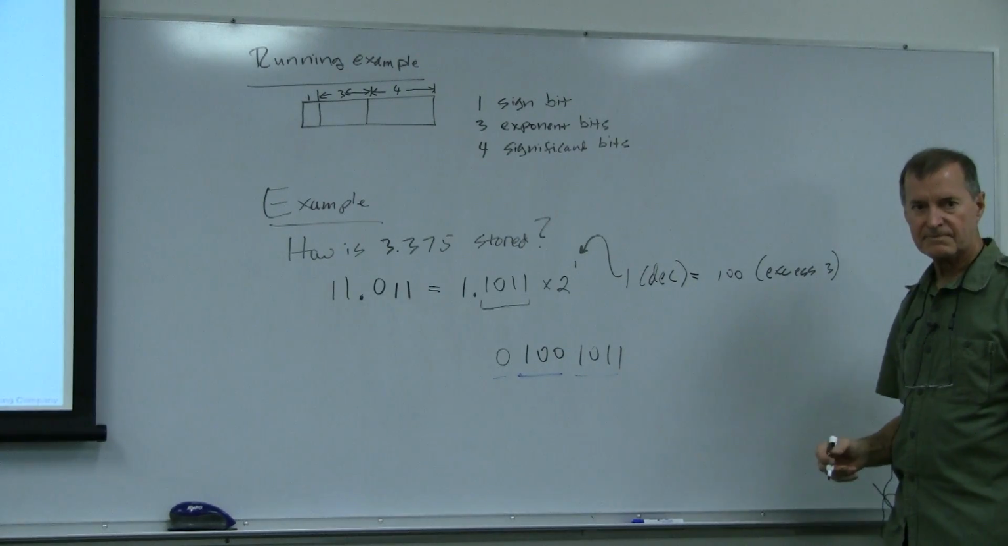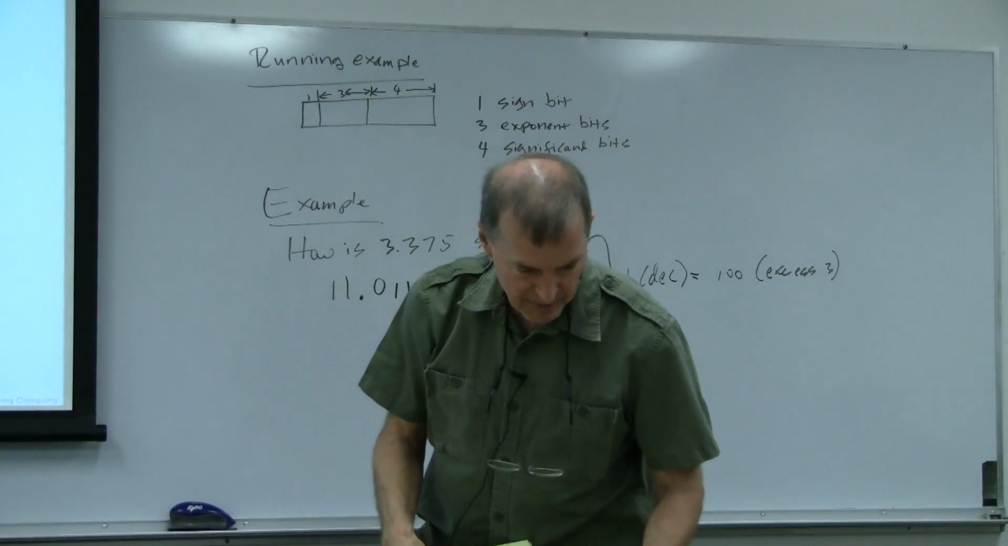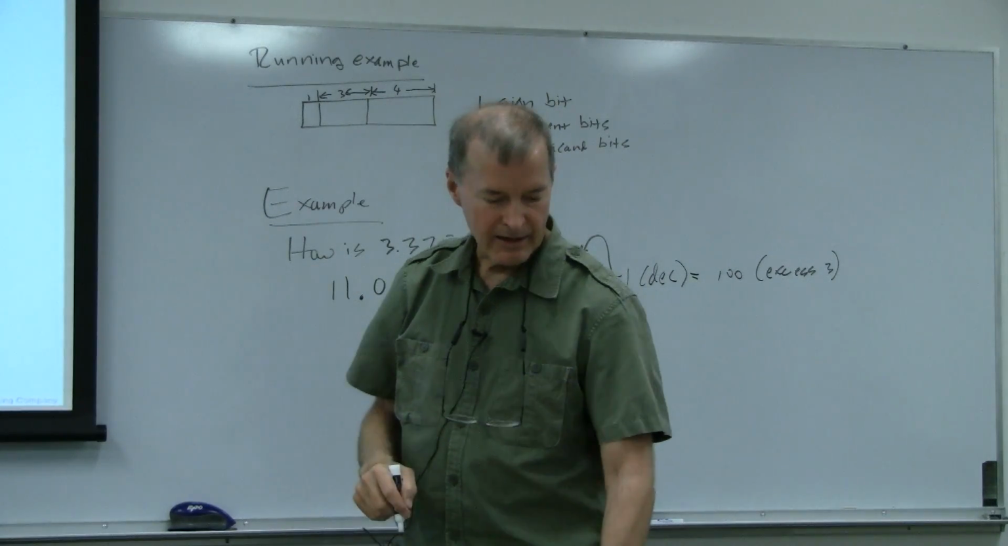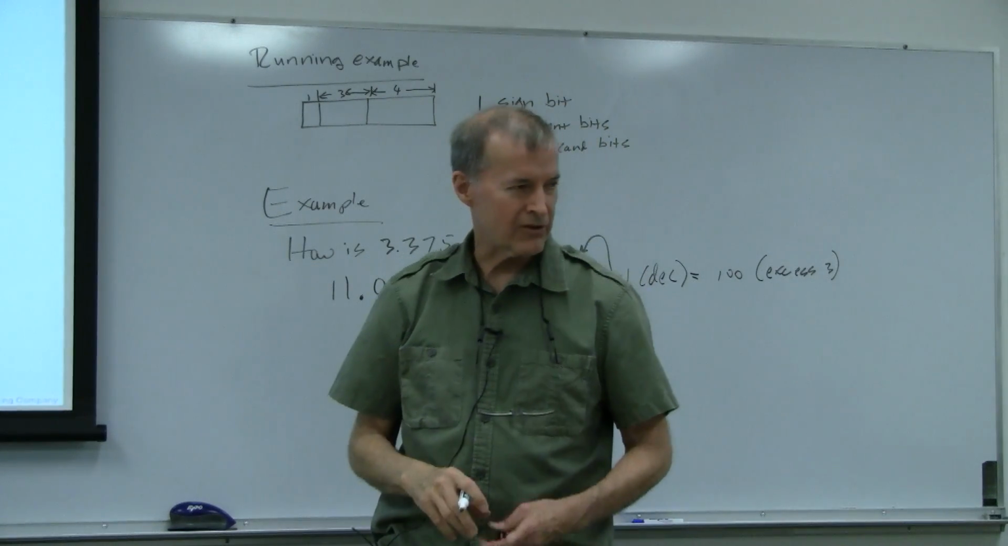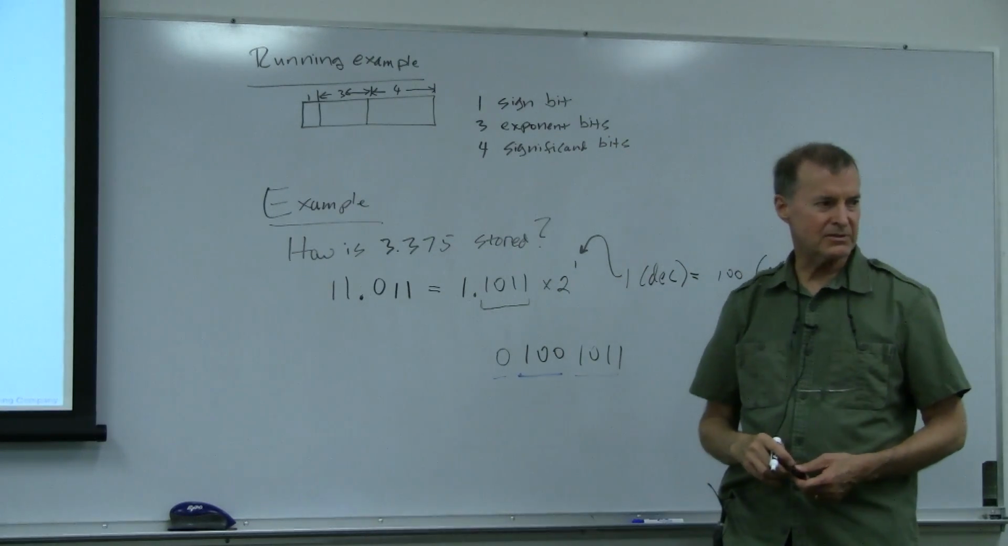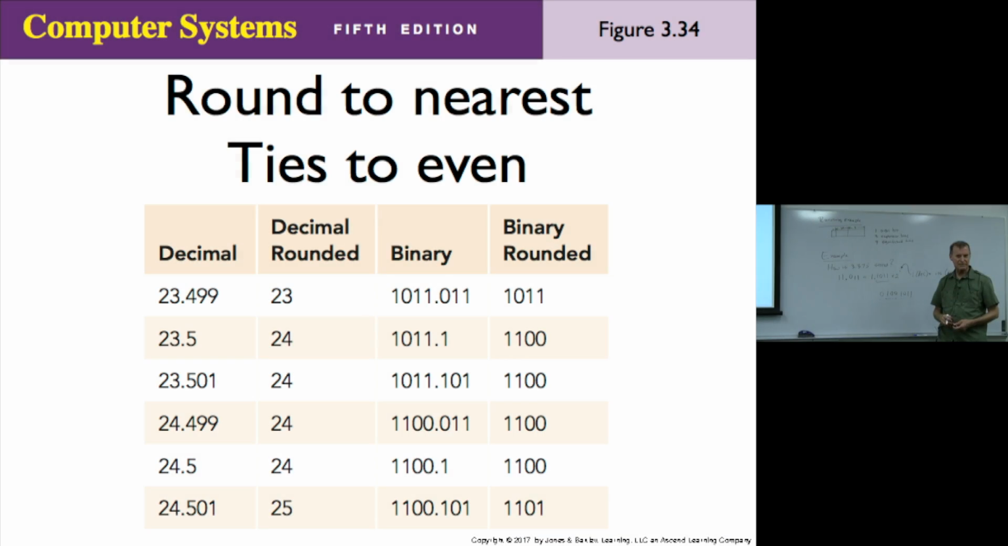Are we good? The question comes about how to round. If we had that 0.2... Now, have you guys learned that? Do you know this rule? It's called round to nearest ties to even. Have you ever heard of that? This is the algorithm that's used to round off when you have to approximate values in floating point representation. It's called round to nearest ties to even. Now, here's the problem.